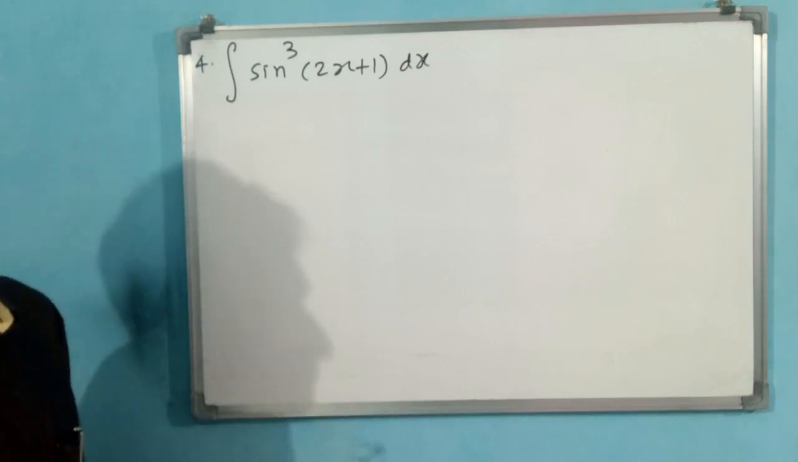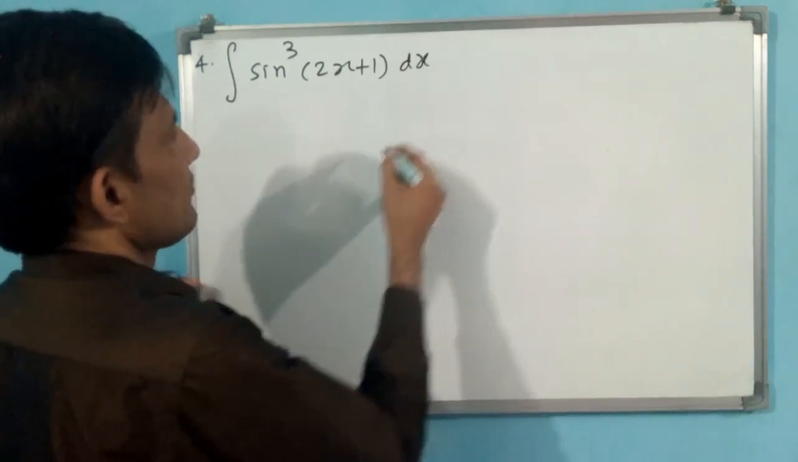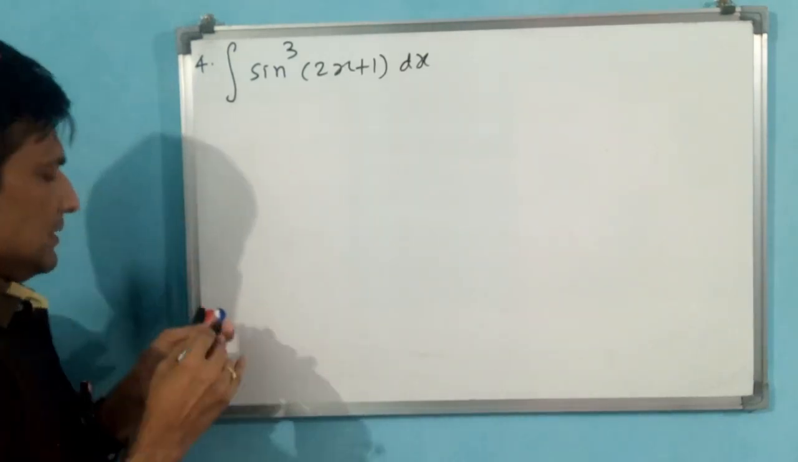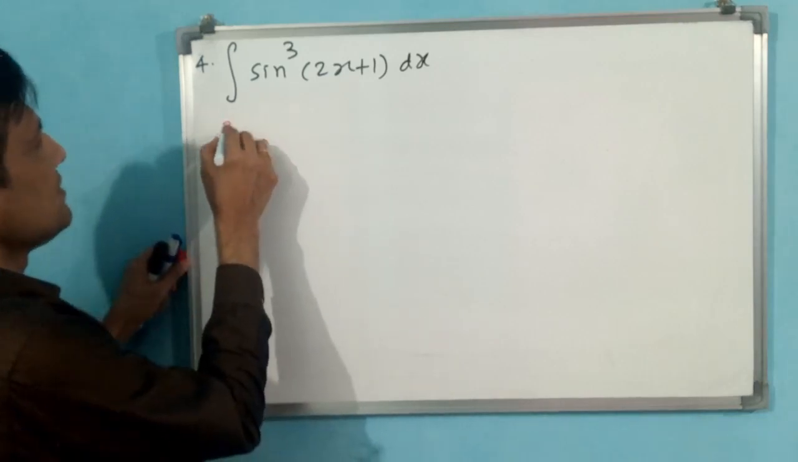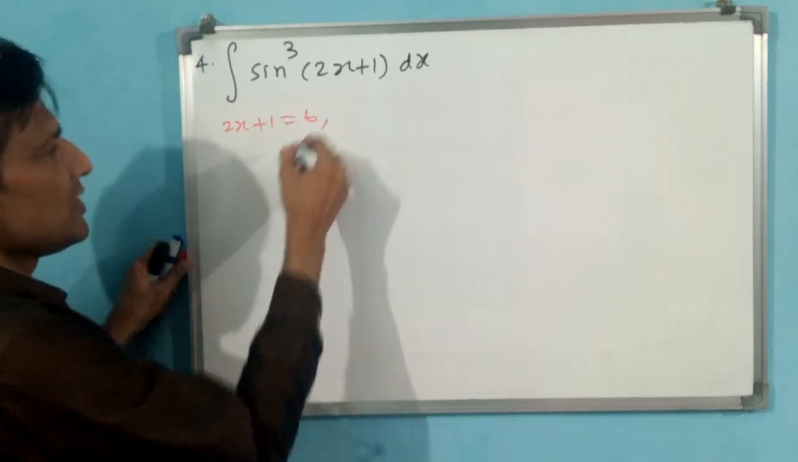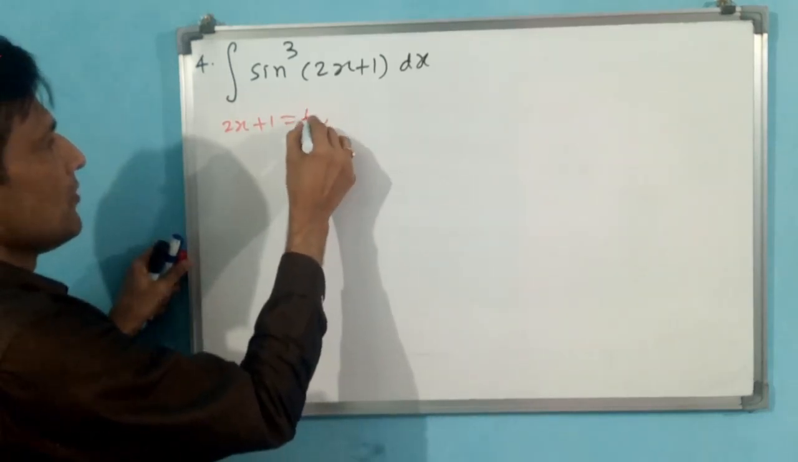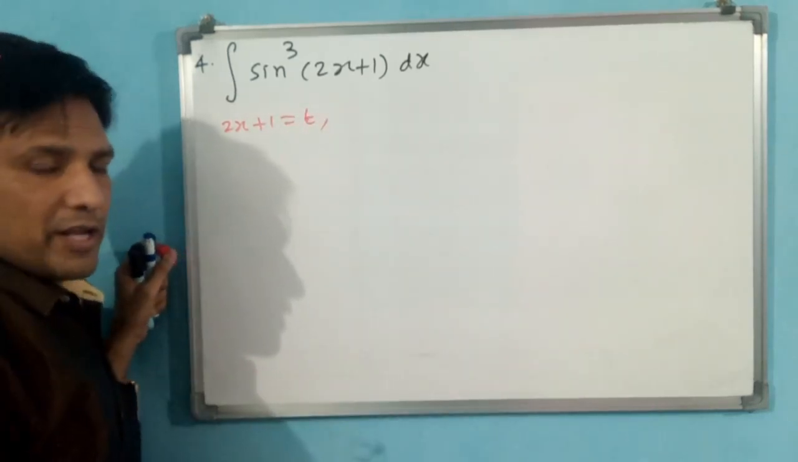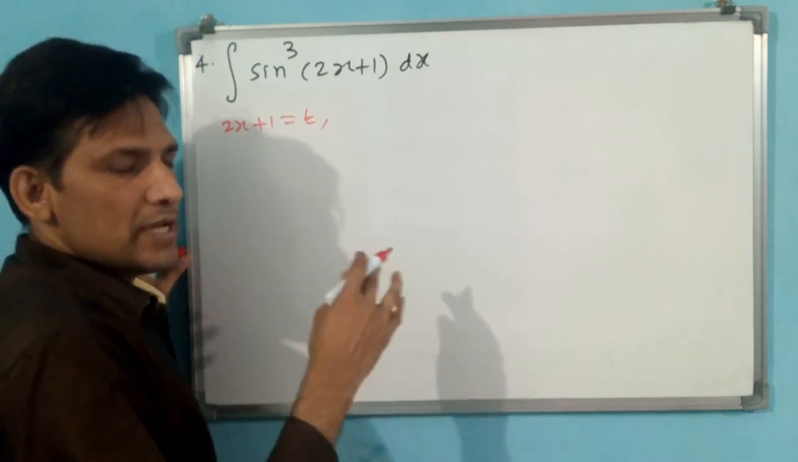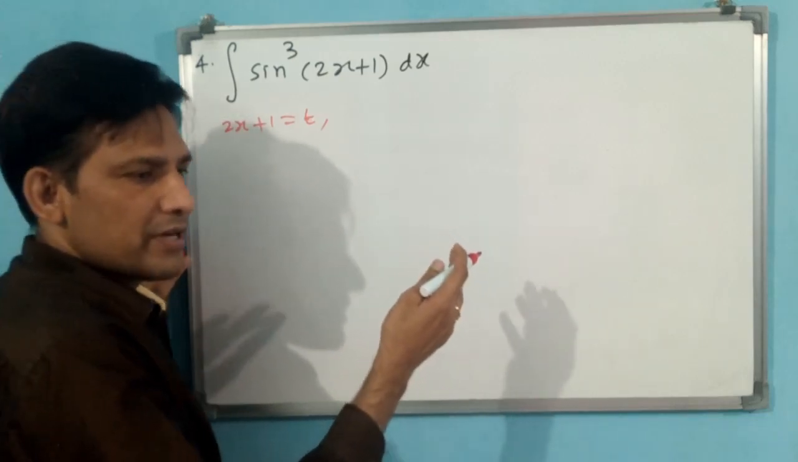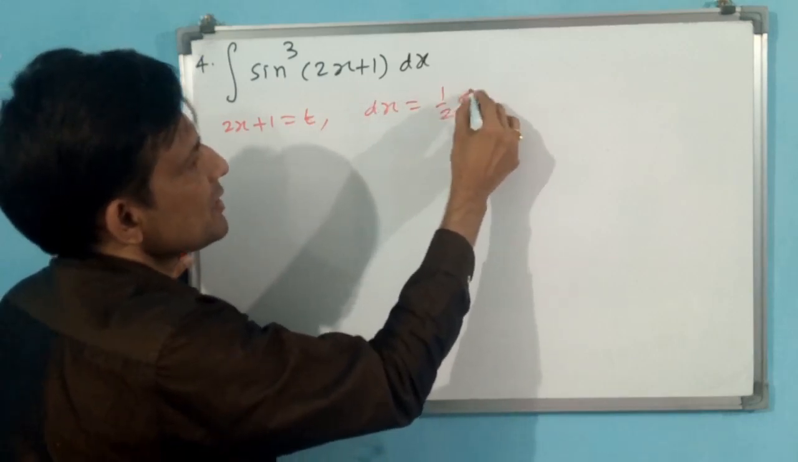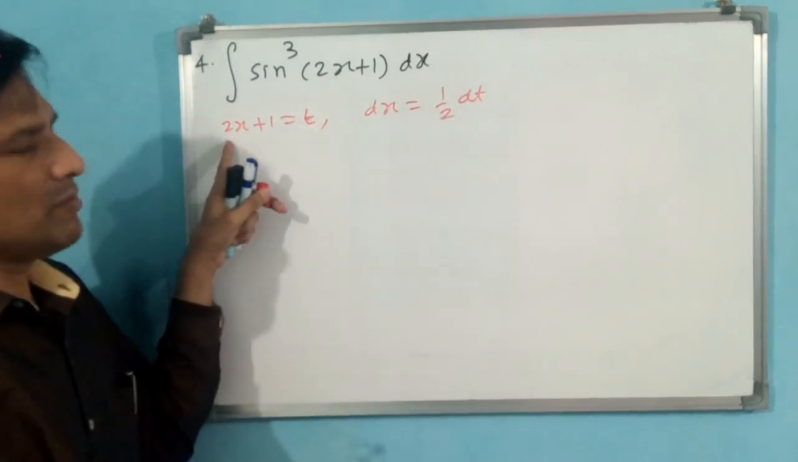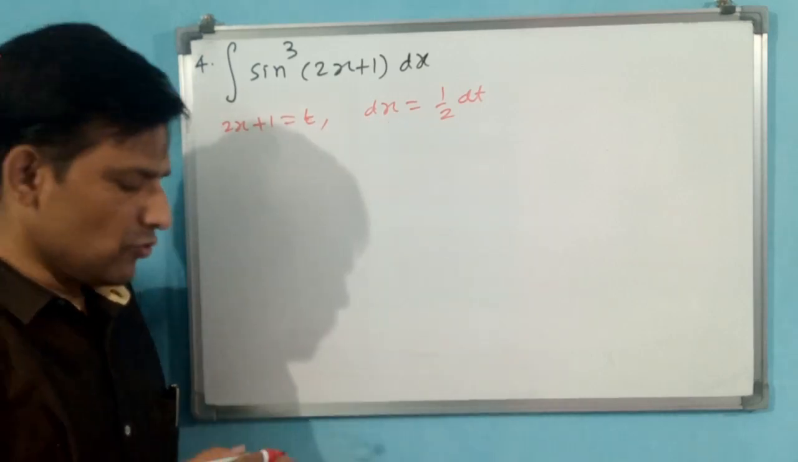First I am taking 2x plus 1 as t. See what I am doing. 2x plus 1 is equal to t. Then d by dx of 2x plus 1 is 2. So 2 dx is equal to dt, or dx is equal to 1 by 2 dt. Why? Because here the 2 will come, and that 2 you have to send to that side.